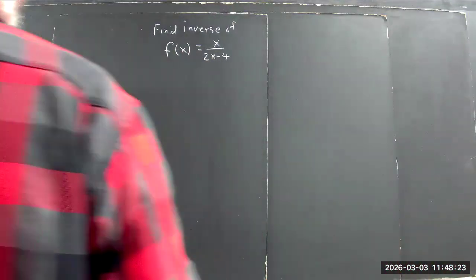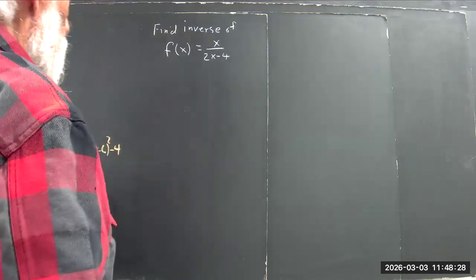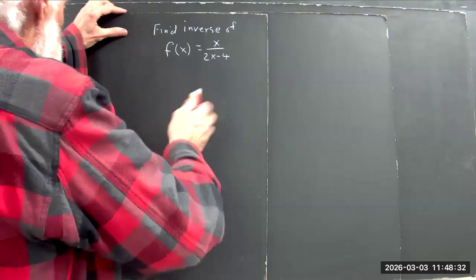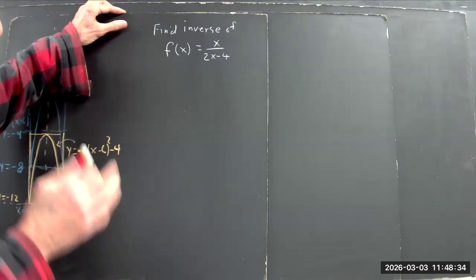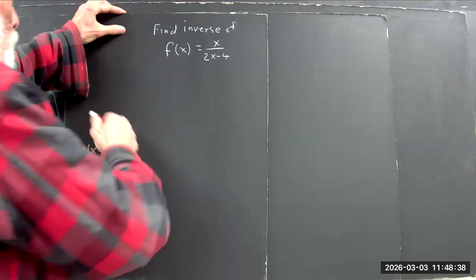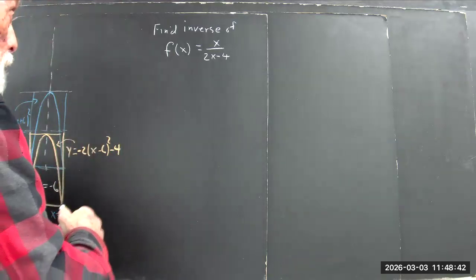Okay, problem here. We want to find the inverse function for f of x equals x over 2x minus 4. How do we do this? Well, the first couple of steps are obvious. Then you get into a little bit of algebra. And we need to address the algebra because the algebra can get a little tricky with some of these.